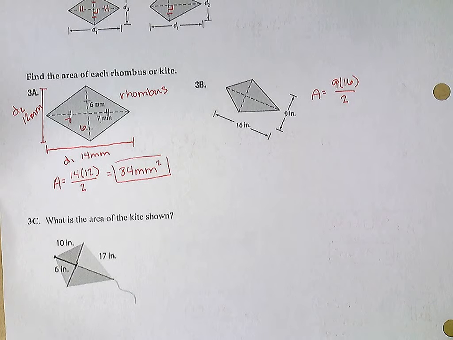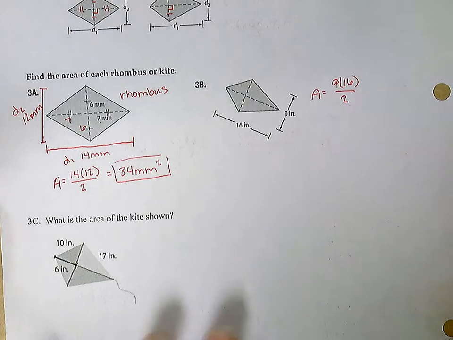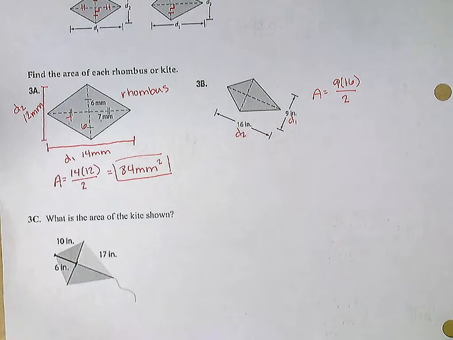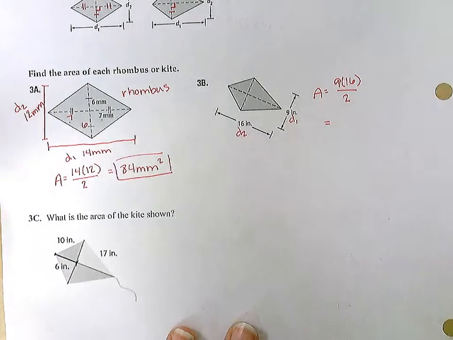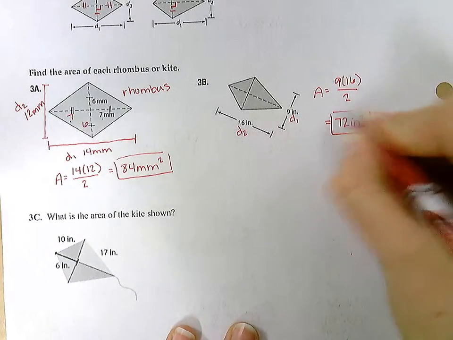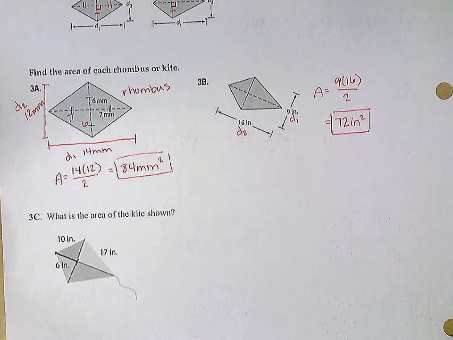All right, so 3B. Since you guys are going to start talking here right away, I'm going to go over the problem. So 3B, you are given both diagonals already. Okay, so you have one diagonal of 9 inches and a second diagonal of 16 inches. Okay, so plugging those into the area formula for a kite, multiply your two diagonals, divide by 2. And you get 72 inches squared.